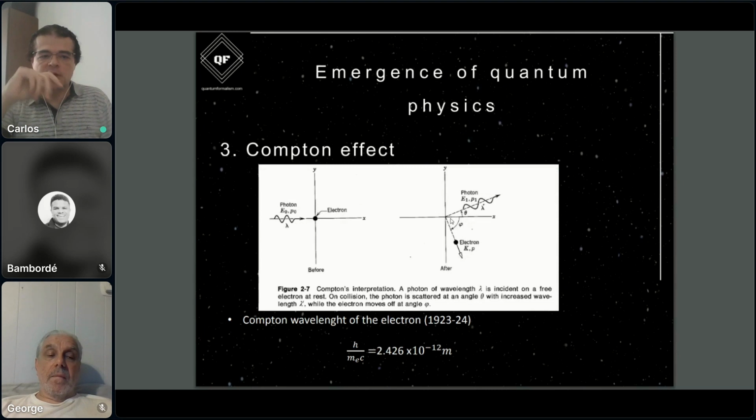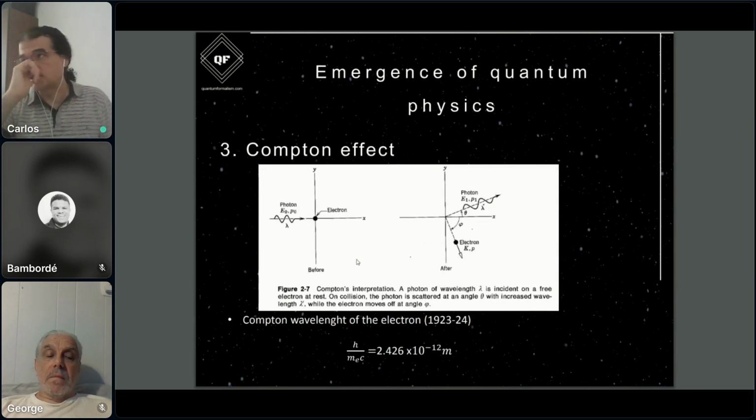So this was the Compton interpretation: a photon of wavelength lambda incident on a free electron at rest will give a collision, and the photon would be scattered with an angle theta, with some wavelength lambda naught, I mean lambda prime, which is bigger than lambda.